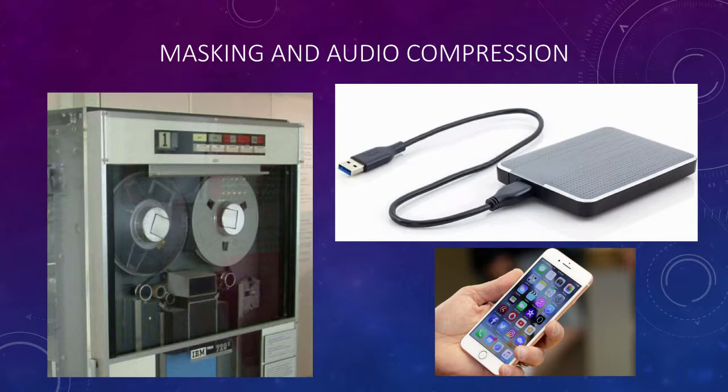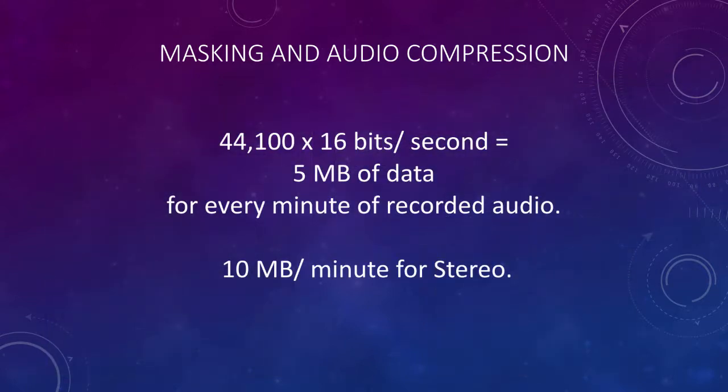Originally, this data was stored on magnetic tape, but now it's generally stored on a hard drive on your computer, smartphone, or in the cloud. In the 1980s, 44,100 numbers times 16 bits added up to a lot of data. About 5 megabytes of data for every minute of recorded audio. And that's for one signal. If we were going to record in stereo, that's 2 audio signals or 10 megabytes a minute.